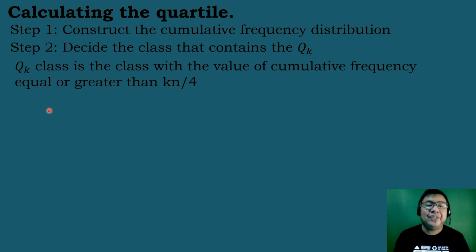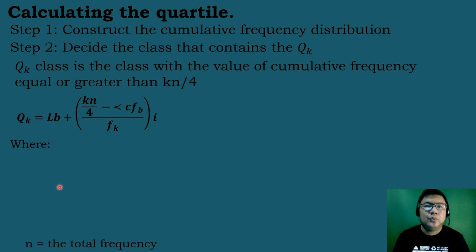And after that, we will be using now the formula of quartiles. So the formula will be Q sub k is equal to LB plus the quantity k times n all over 4 minus less than CF sub b all over F sub k times I, wherein the value of n is equal to the total number of frequency.